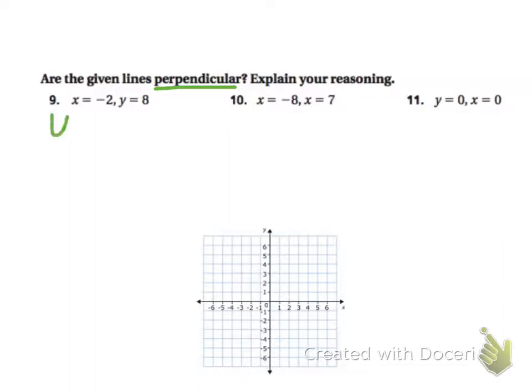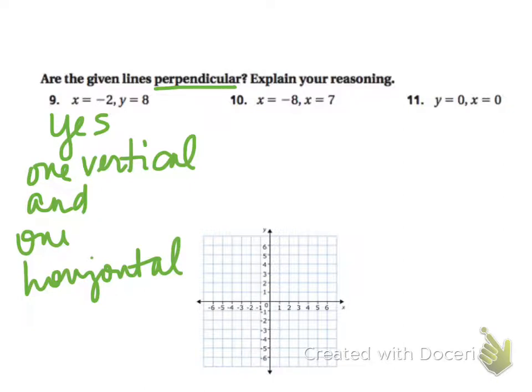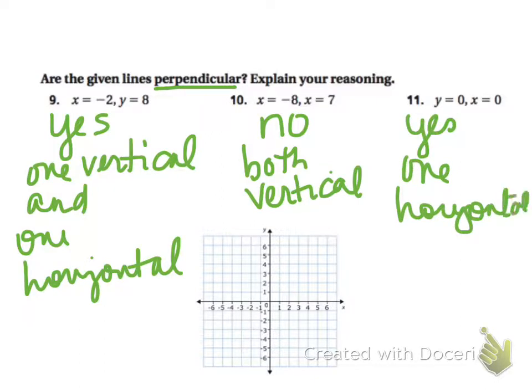For number 9, the answer is yes. One vertical, x equals negative 2, and one horizontal. For number 10, the answer is no. They are parallel, or they are both vertical, which makes them parallel. And number 11, yes, one horizontal, and of course you could also graph them, and one vertical.